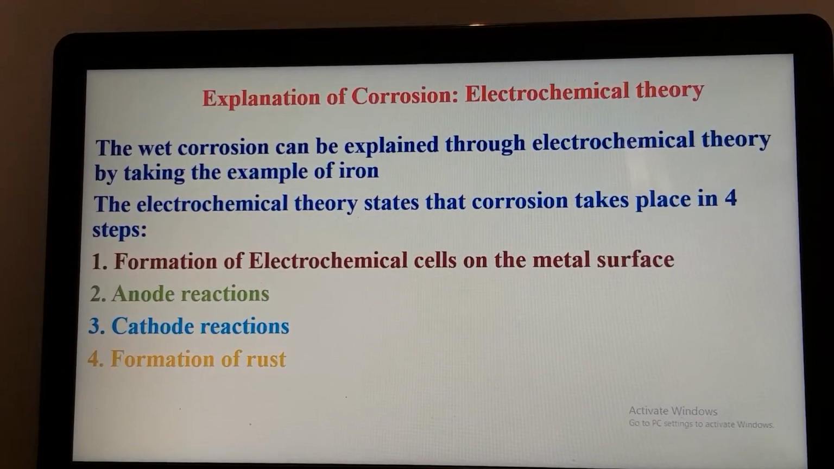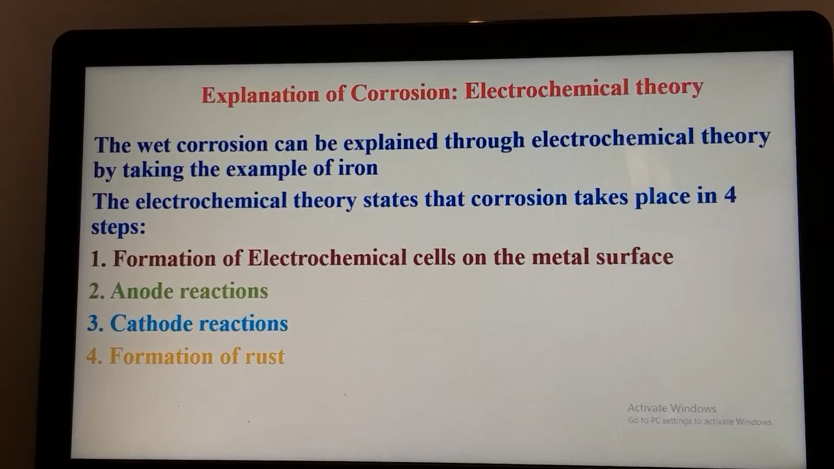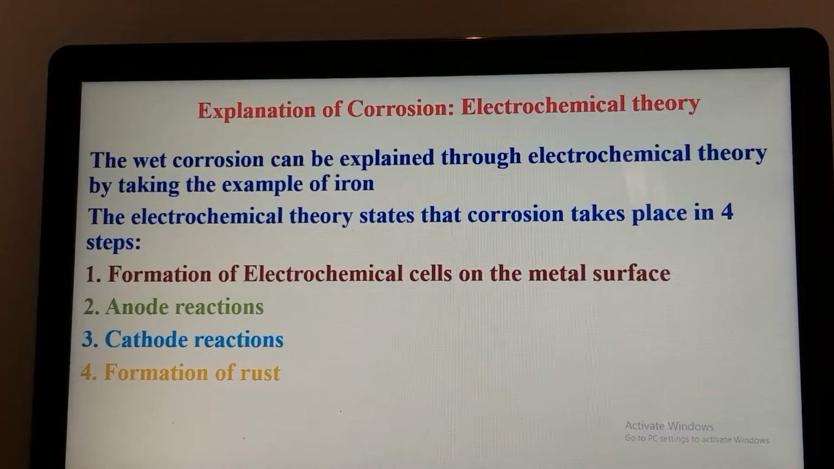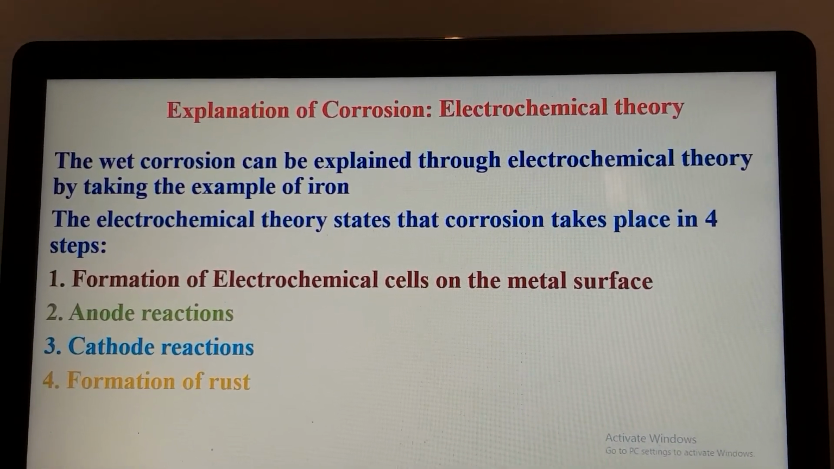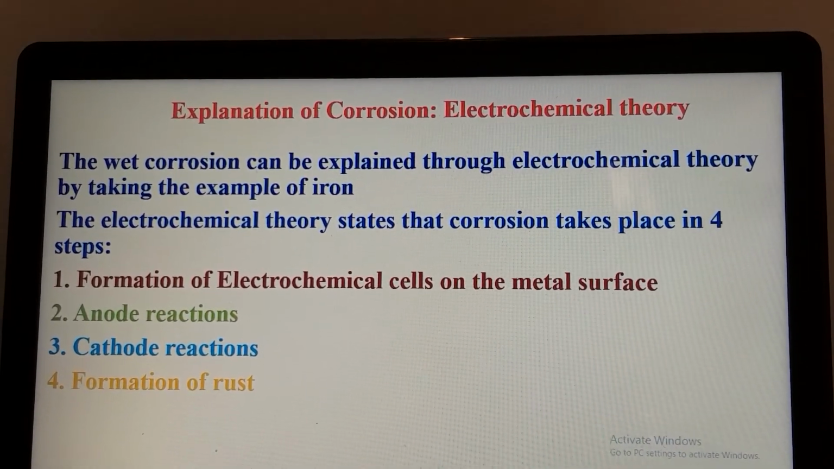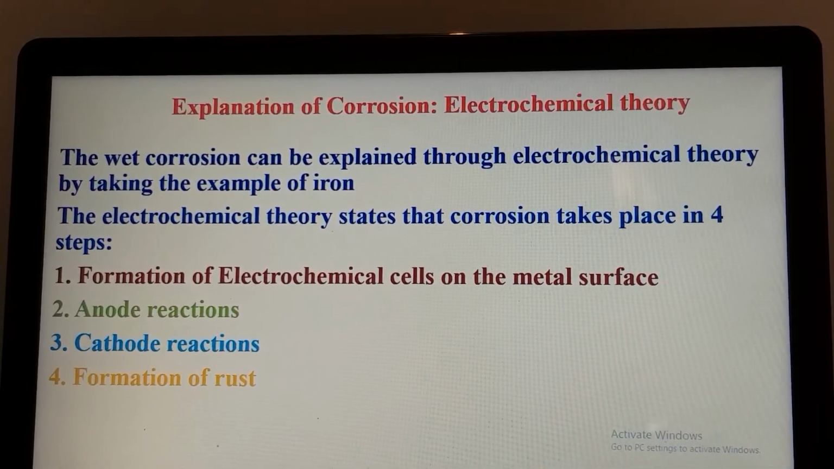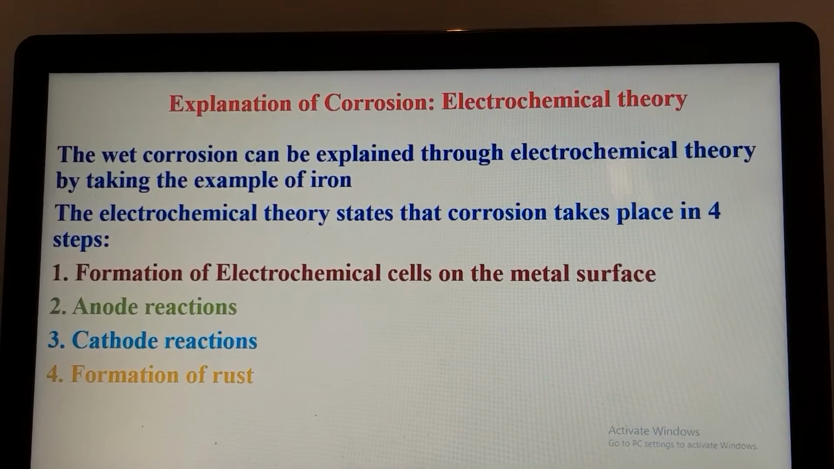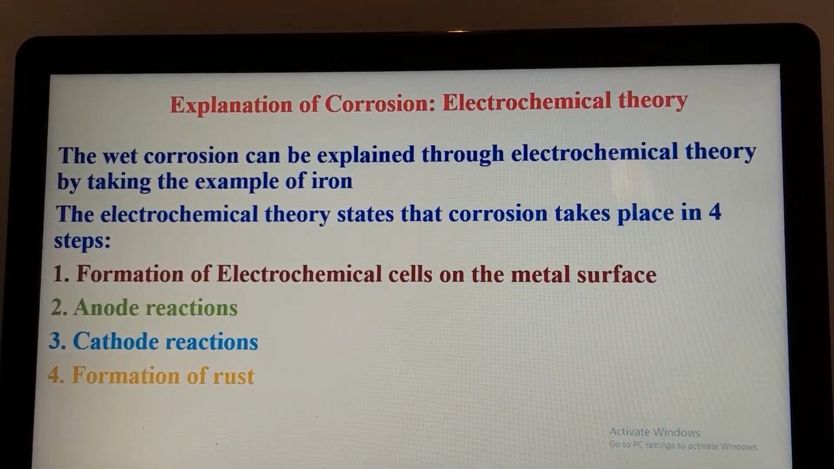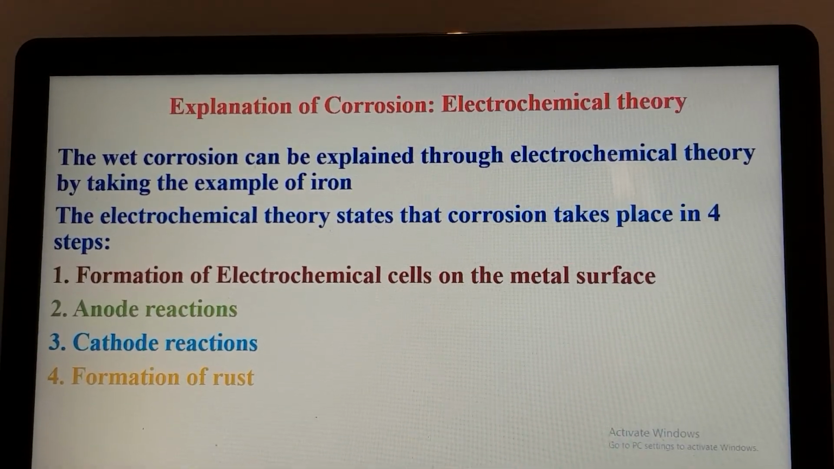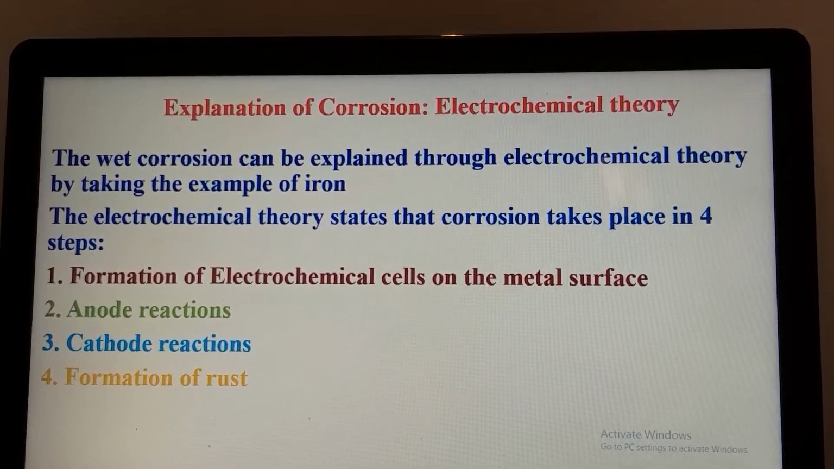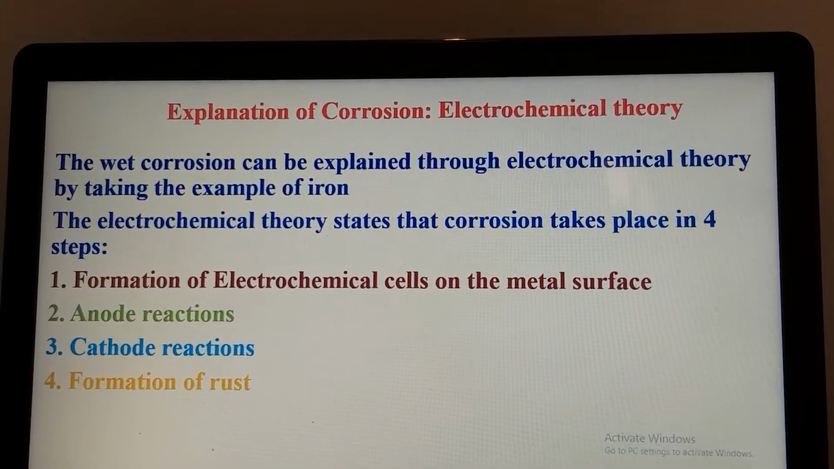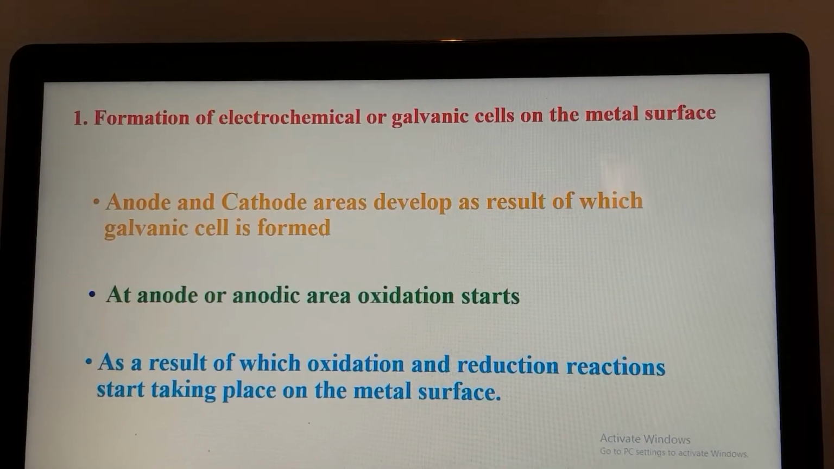Because on the metal surface the galvanic cells are formed, and these tiny galvanic cells start the redox reactions on the metal surface. So, the galvanic cell formation is the basis of the corrosion. On the metal surface, the galvanic cells are formed, as a result of which the anodic reactions start taking place at the anode and cathodic reactions start taking place at the cathode, which finally results in the formation of rust.